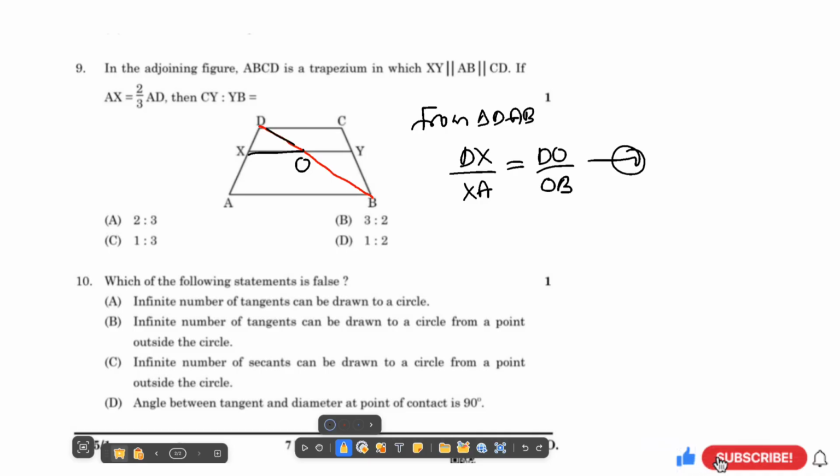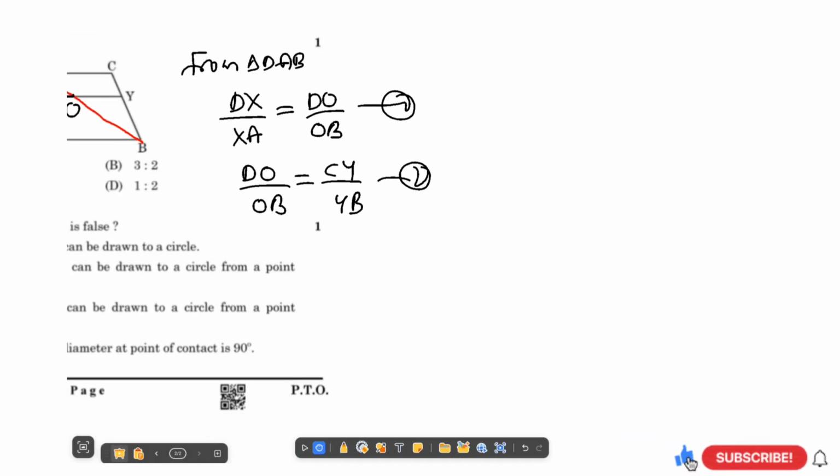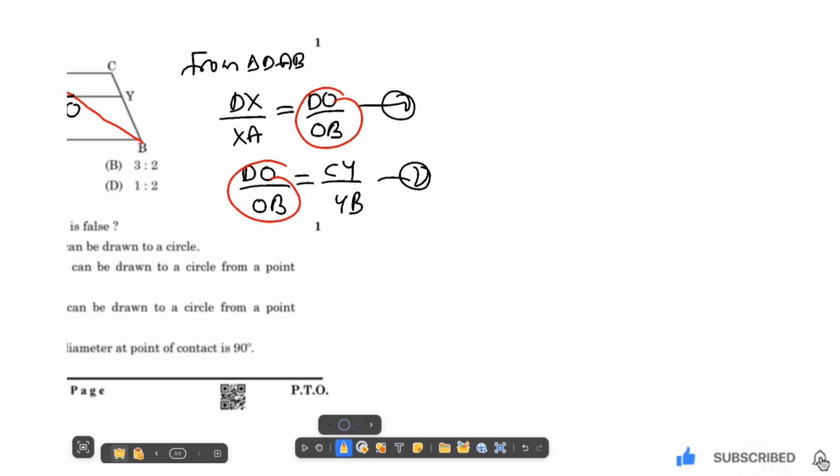Now from the triangle DBC, OY is parallel to DC. From the same basic proportionality theorem, you can write DO by OB is equal to CY by YB. So equation 2. From equation 1 and 2, what can you say? So here we got DO by OB and DO by OB. When these are equal, then these two will be equal. So what are the equals here?